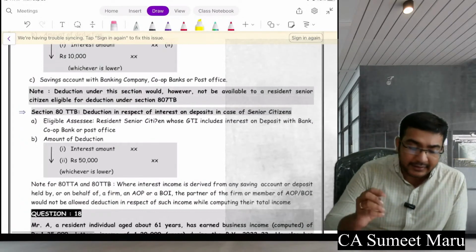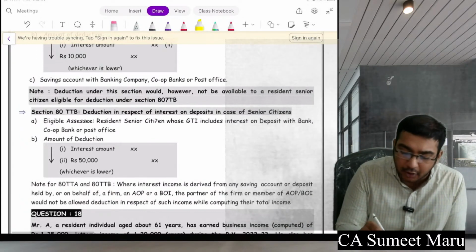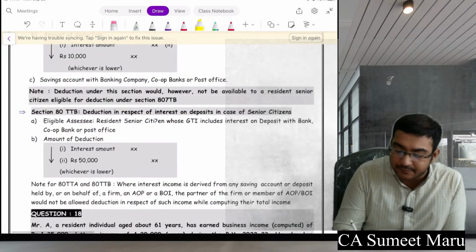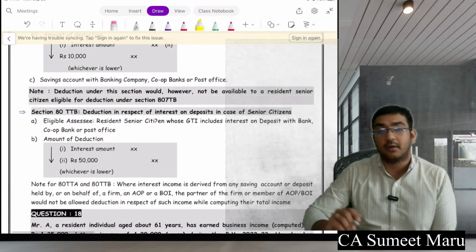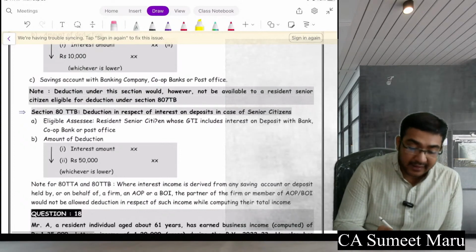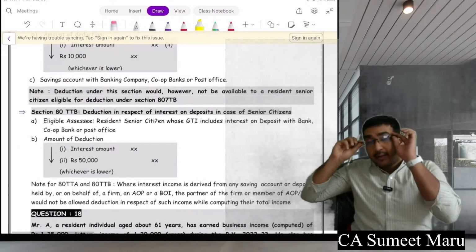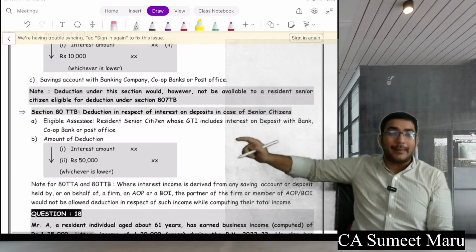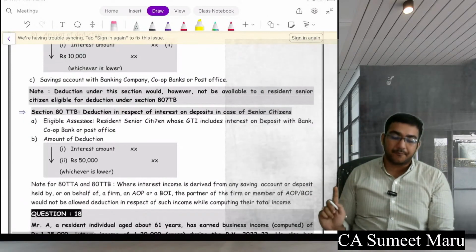So please always remember, TDS has to be done at the time of payment or crediting the account, whichever is earlier. Remember this very nicely. At the time of credit or payment, whichever is earlier.